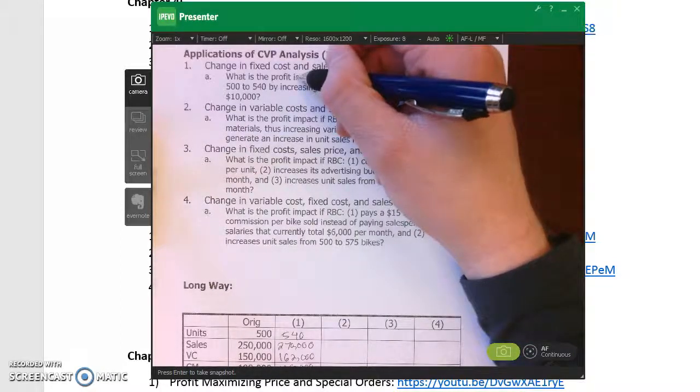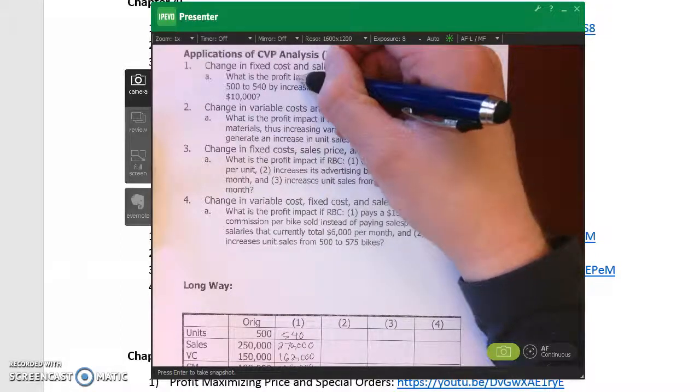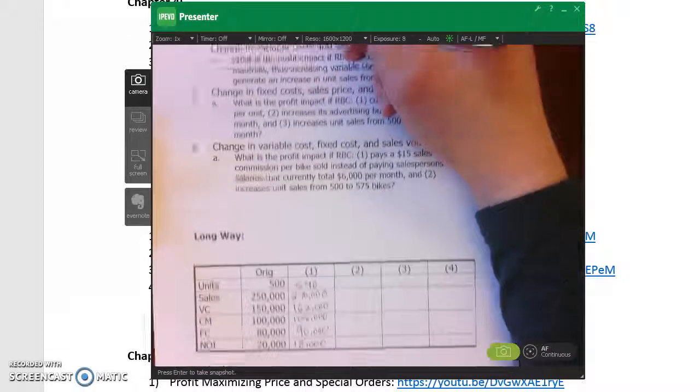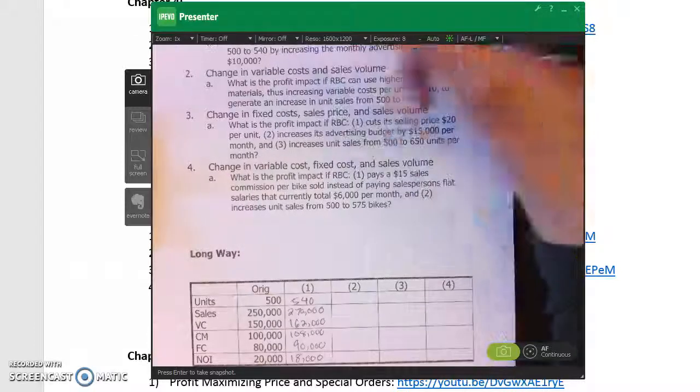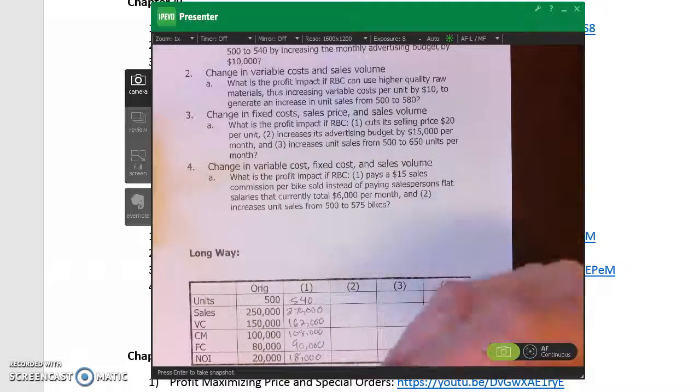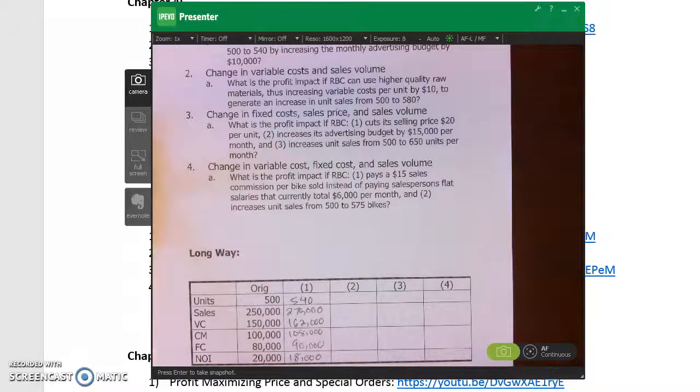And the question says, what's the profit impact? What's the change in profit? The right answer is decreased by $2,000 from $20,000 down to $18,000, decreased by $2,000. If I said, what is the profit? The answer is $18,000. Asking you what's the profit impact, which is a decrease of $2,000.